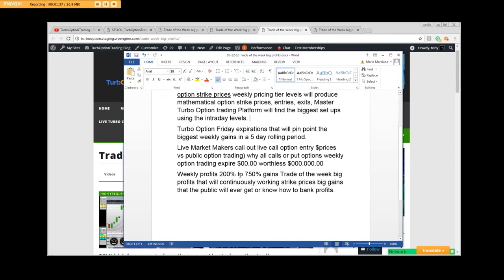Weekly profits, 200 to 750% gains, trade of the week, big profits that will continuously work on strike prices, big gains that the public will ever get or know how to bank profits on a weekly level, 5-day rolling period.